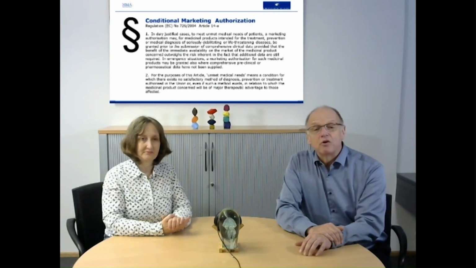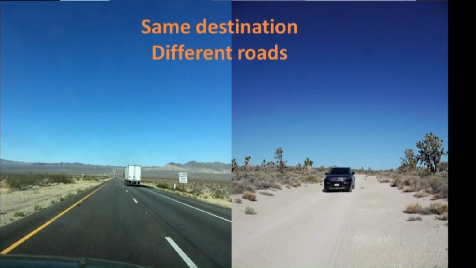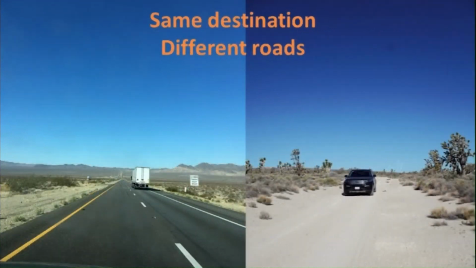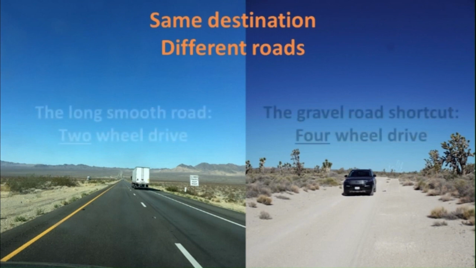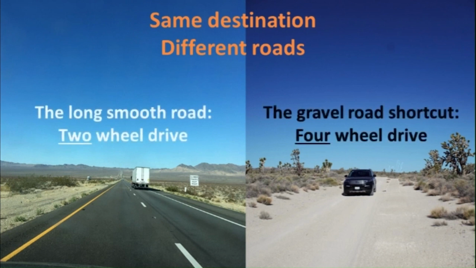Just as we have different regulatory ways leading to marketing authorization, we have different roads in real life. The destination in the end is the same. The ultimate goal is the marketing authorization and making the medicine available for patients. But there may be different ways to get there, the highway or the gravel road. And the gravel road might be shorter, but more challenging. Which road you choose may depend on what you got. With a two-wheel drive or a truck, you may want to take the long, smooth road. If you have a four-wheel drive, you may go and risk the shorter gravel road.